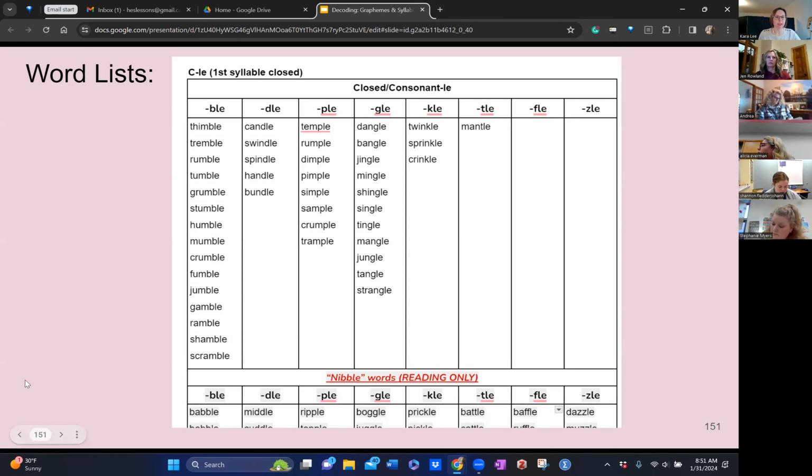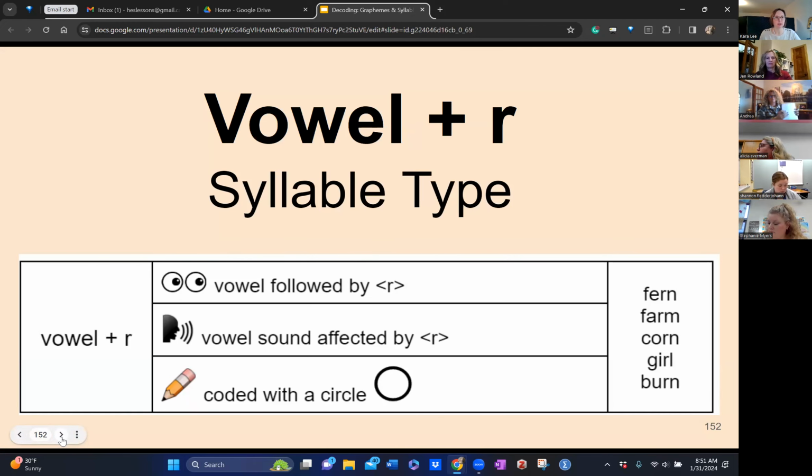Okay, good, because we're moving right along to the next thing, which is the last syllable type that you're going to learn, the one we haven't talked about yet, which is vowel R. It's the vowel R syllable type. It's when we see a vowel followed by an R. The vowel sound is affected by the R. So it's not long and it's not short. Sometimes you'll hear people say controlled by the R. You'll hear people call this a bossy R.